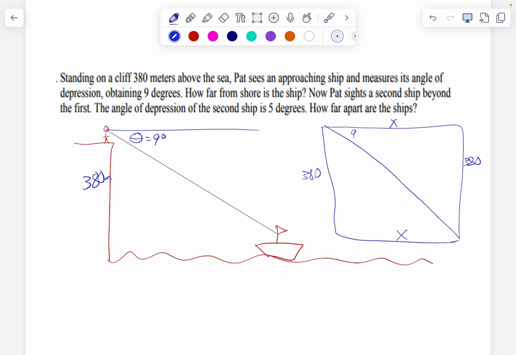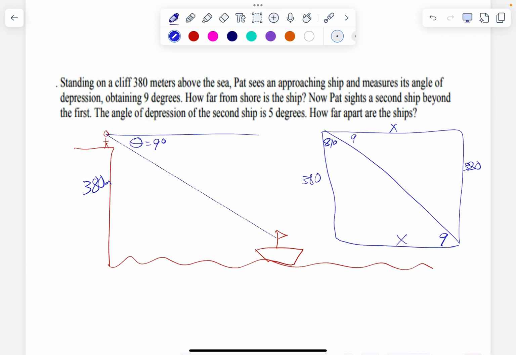But is this angle 9 at the top left? No, it's the bottom. You could put the alternate interior angle right there. Okay? Or you could do the complementary angle. We know that horizontal and vertical are perpendicular, so you could say this is 81 if you want. But you don't have to use that angle up there at the top left.